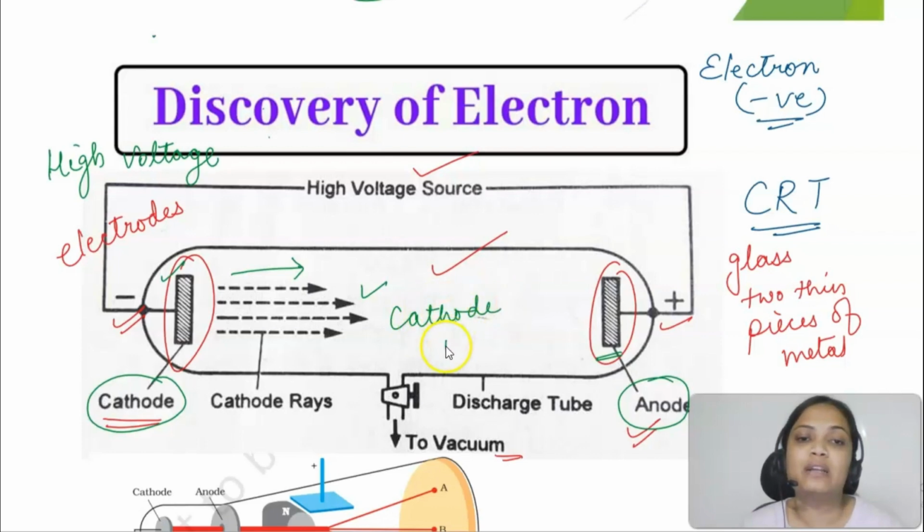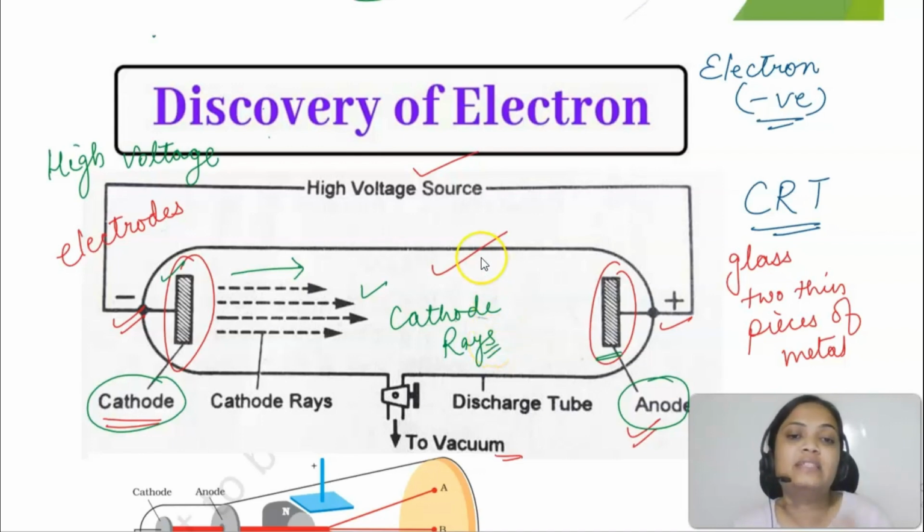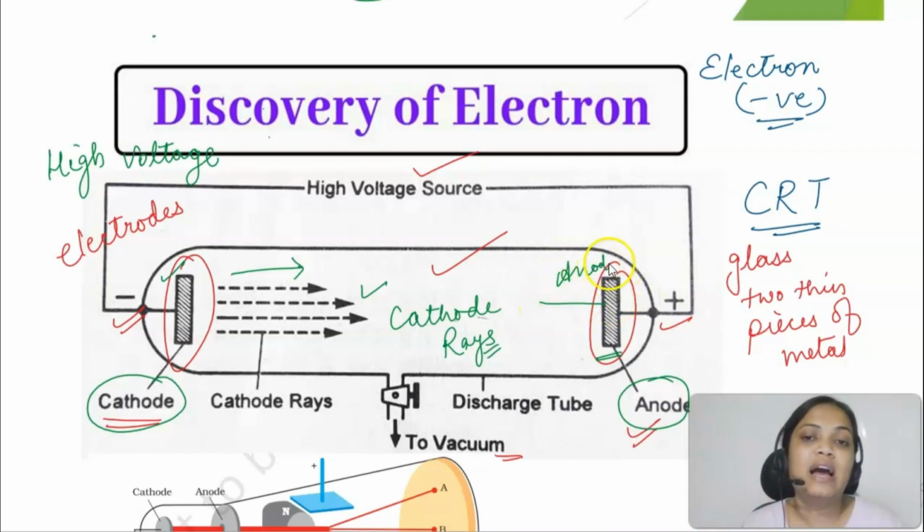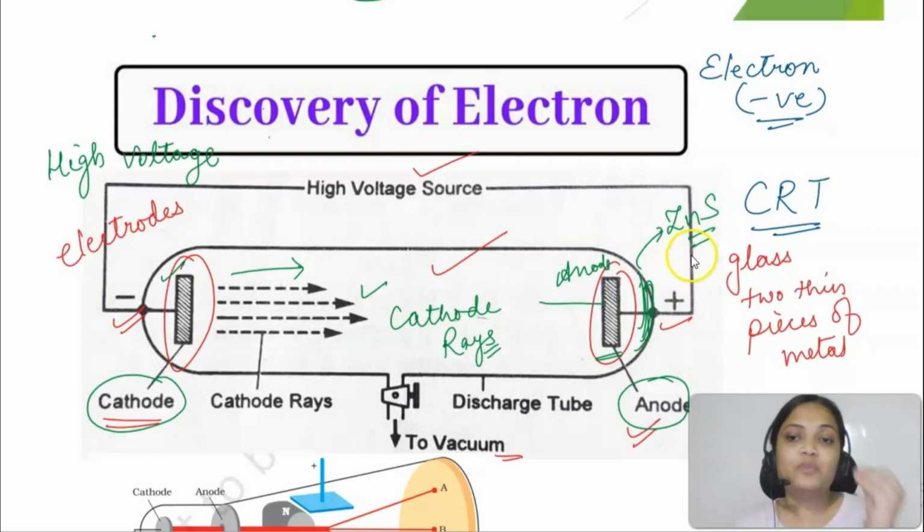These streams of particles are known as the cathode rays, and these cathode rays can be studied by making a hole in the anode. When we make a hole in the anode and coat this area with some fluorescent material, like zinc sulfide, the cathode rays pass through it and strike the zinc sulfide screen, and it produces fluorescence.